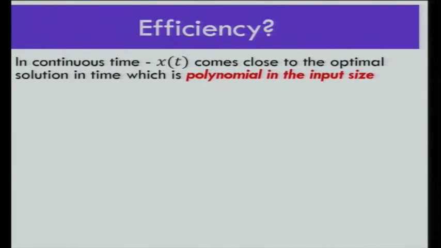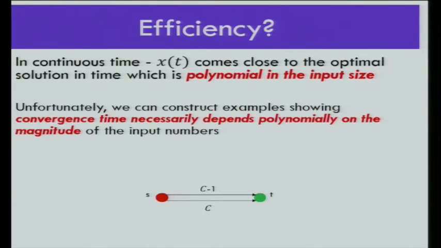So let's talk a little bit about efficiency. We are still in continuous time, and what we want is that the solution to this dynamical system comes close to the optimal solution in time which is polynomial in the input size. This is the traditional notion of efficiency in theoretical computer science. Unfortunately, for these dynamical systems, one can construct simple examples where the time to convergence necessarily depends polynomially on the magnitude of the input number.